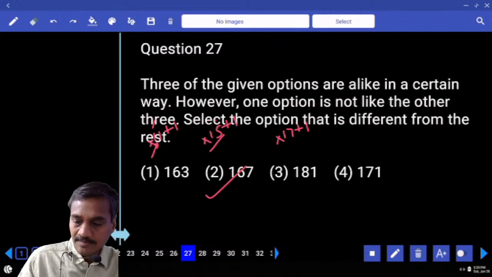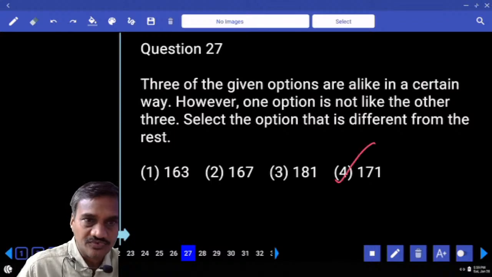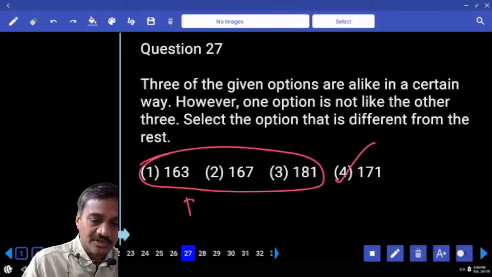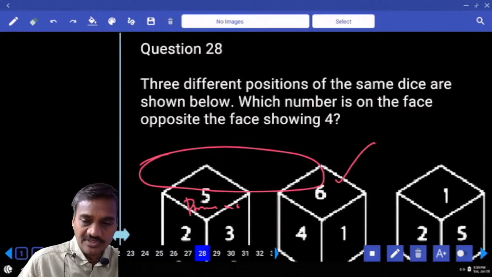Then 27. What is your answer? Choice 4. Why choice 4? Except choice 4, the remaining 3 are prime numbers. Now these 3 are prime numbers and 179 is a composite number. Choice 4 for question number 27.